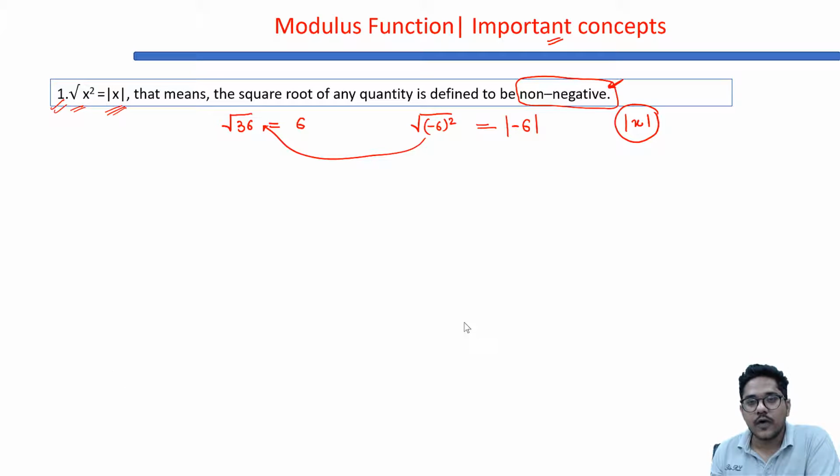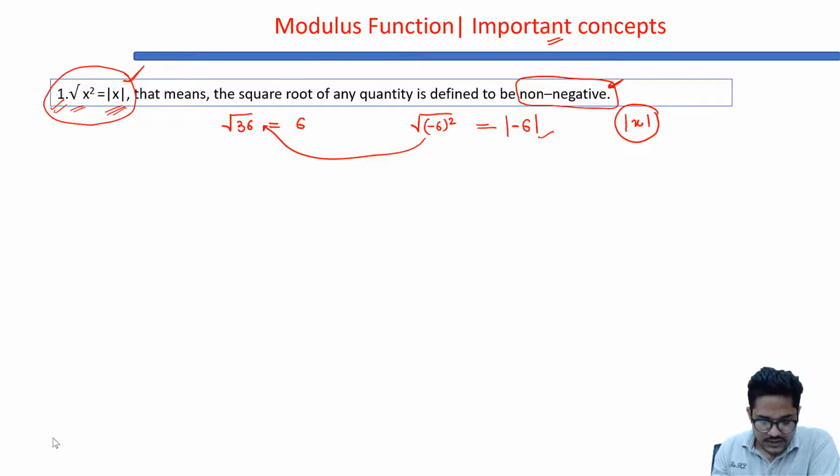So a square root of any quantity will always be non-negative, and to make it non-negative we are using the modulus function. Hope this is very clear. Please do remember this property because people get confused and make silly mistakes or get into the trap that a square root of any quantity will always be a positive value or a non-negative value.